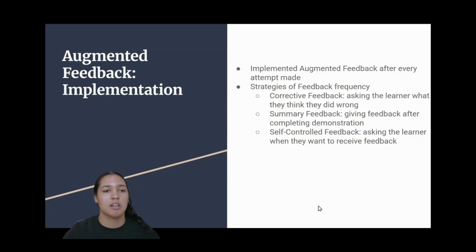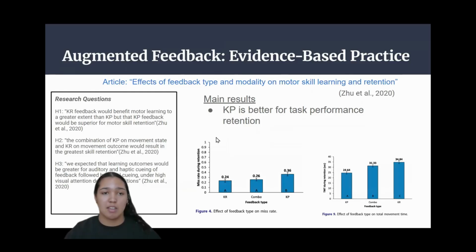plan of practice. Moving on to our evidence-based practice, we look at the article of effects of feedback type and modality on motor skill learning and retention by Zhu and his colleagues in 2020. So this study focused on the motor skill on a computer-based Fitts task, so moving a cursor to a target quickly and accurately to test feedback effectiveness.